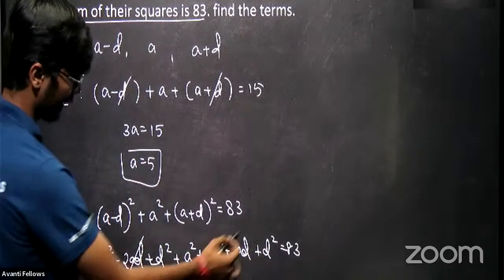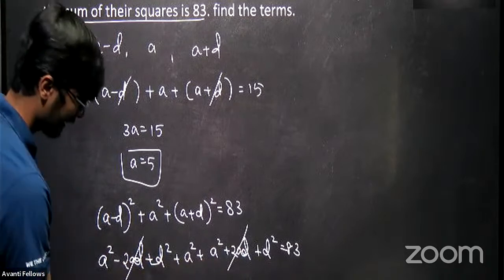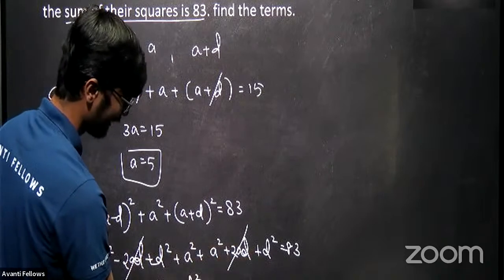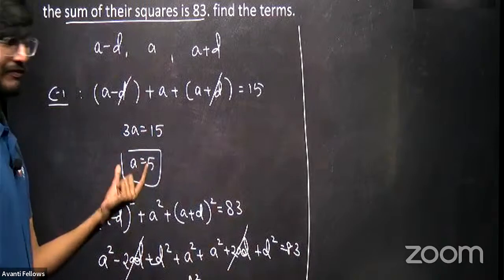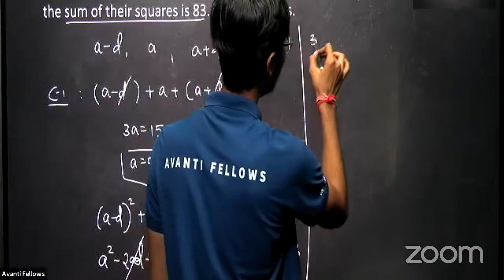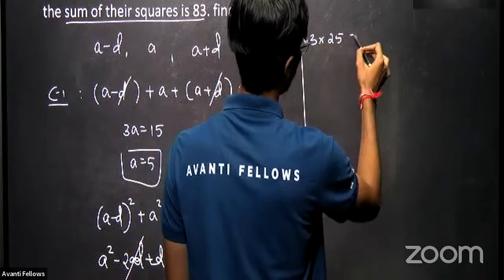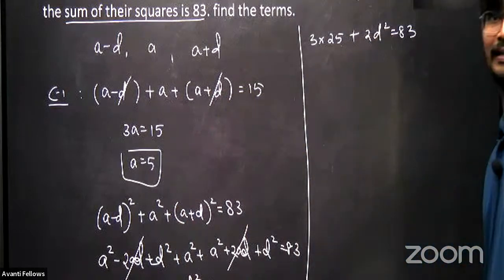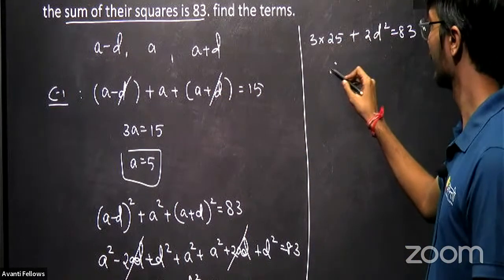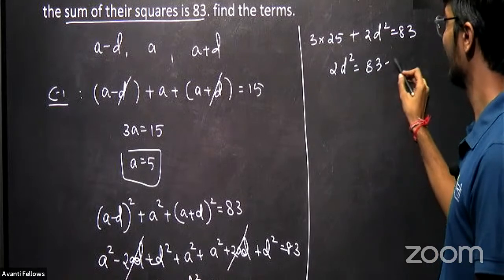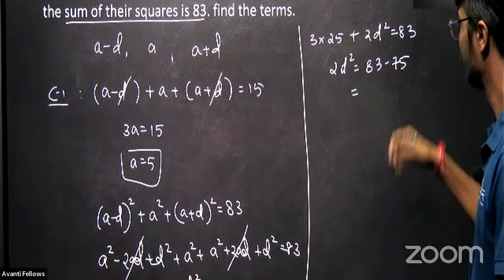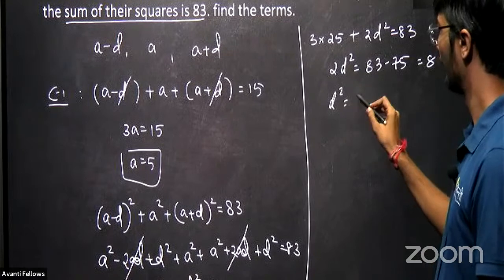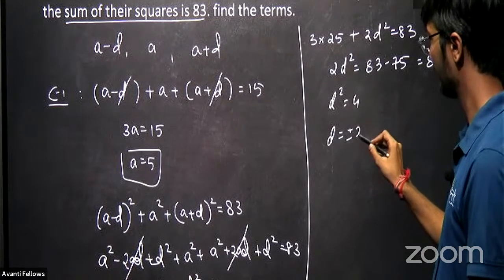Is something getting cancelled? Yeah. Here we can add A square, A square, A square. I'll get 3A square plus 2D square is equal to 83. As we know the value of A, let us substitute here. So I'll get 3 into 25, correct? Plus 2D square equals 83. So 75. So 2D square will be 83 minus 75. What is 83 minus 75? It is 8. Right? So D square is 4 and that means D is plus minus 2.